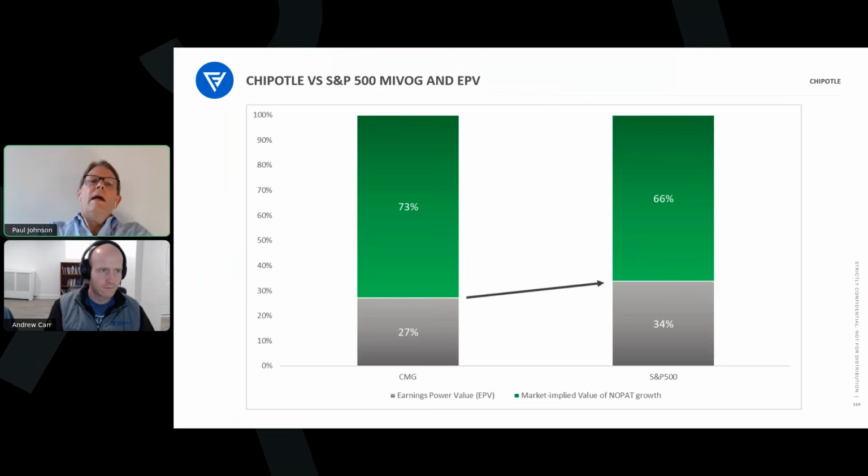Pretty good. All right, so if Chipotle is going to trade in line with the S&P 500, we can tease out how fast it has to grow, because market implied value growth right now for Chipotle is 73%. Market implied value growth for the market is 66%. So if Chipotle's market implied value growth is going to shrink, but we want to make money, we need to grow our earnings power value to represent 34%.